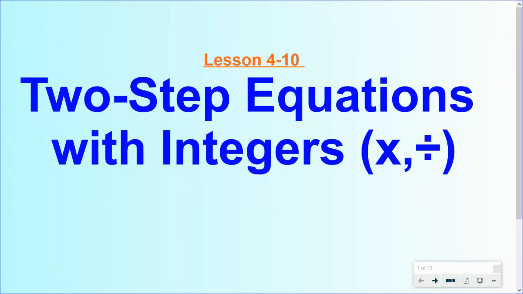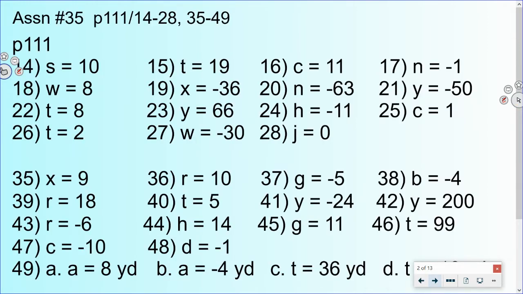And here we go, ladies and gentlemen. Lesson 4-10, two-step equations. Sorry, I should have gotten rid of the multiply and divide because two-step equations will have a number of different operations. We're about to find that out.